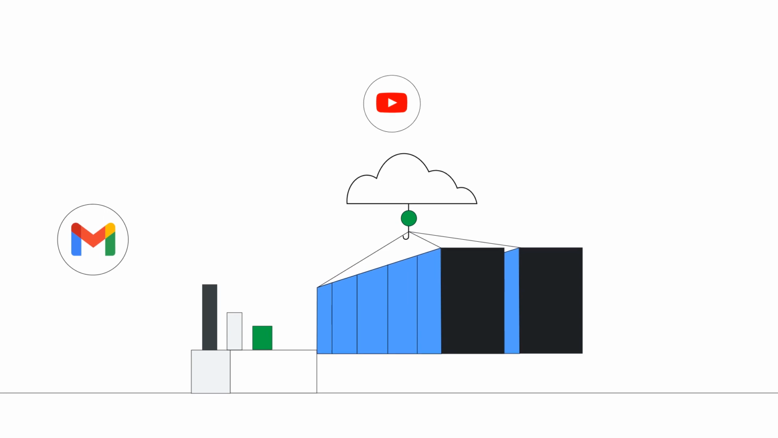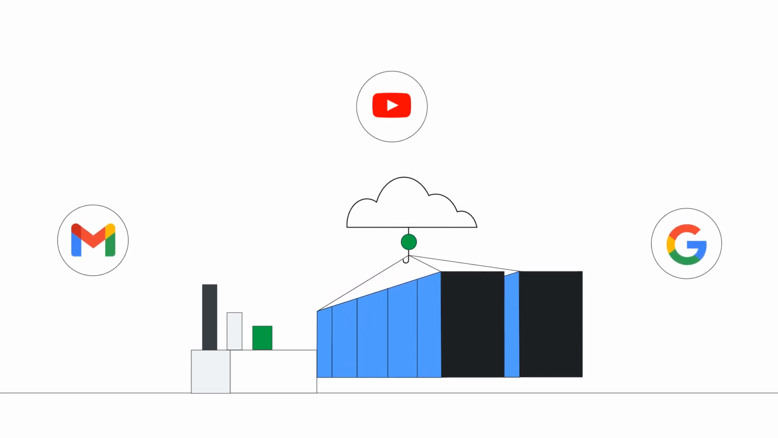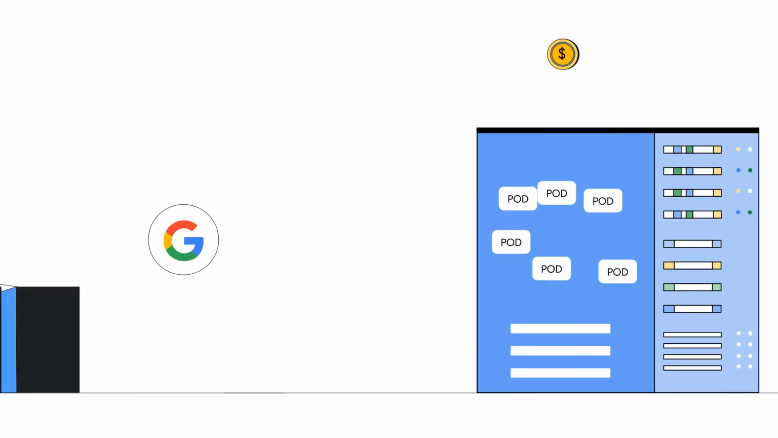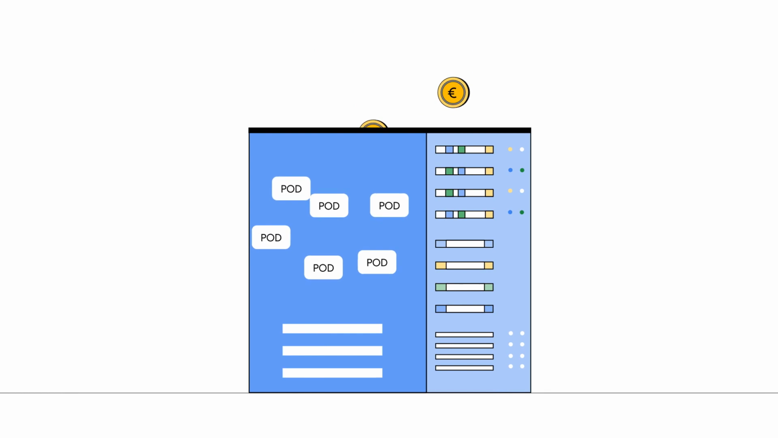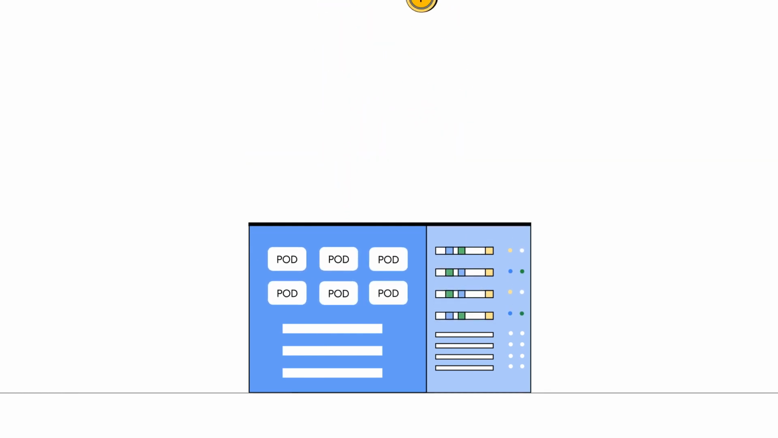From Gmail to YouTube to search, everything at Google runs in containers. GKE is the most scalable Kubernetes service in the world and extremely cost-effective. You request the resources and we handle the bin packing for you, eliminating the ongoing burden of optimizing cluster resource utilization. Let Google optimize your clusters for you, allowing you to focus on your workloads, saving you time and money.